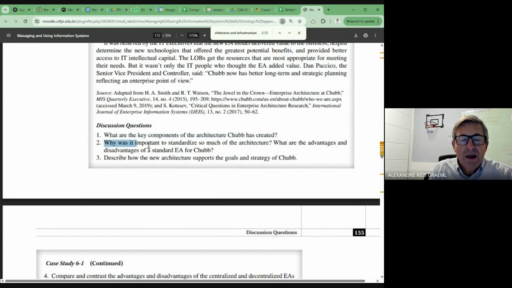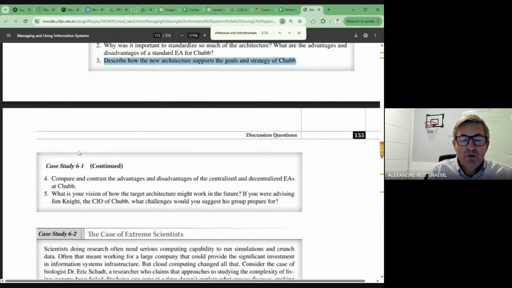Right? Why was it important to standardize so much of the architecture? What are the advantages and the disadvantages of a standard EA for Chubb, right? And here we're talking about the EAs, the enterprise architecture for Chubb. Describe how the new architecture supports the goals and strategies of Chubb. Compare and contrast the advantages and disadvantages of the centralized and decentralized EA at Chubb, and what is your vision of how the target architecture might work in the future?